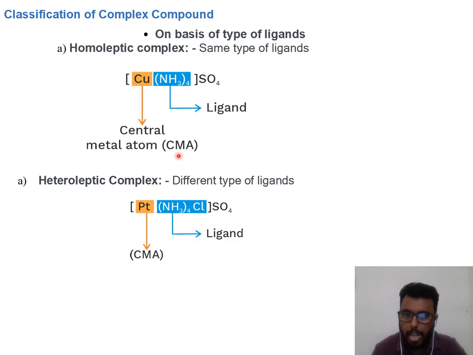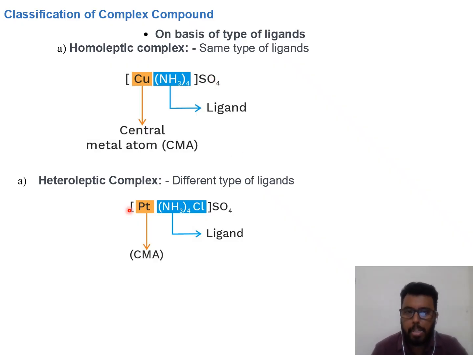You can also call it the CMA. And the blue one is the ligand. It is highlighted in blue for our understanding. And you also have a counter ion, that is the sulfate ion, outside the bracket. So you have the metal ion highlighted in orange, the ligand in blue, and the counter ion without any highlighting outside the square bracket.